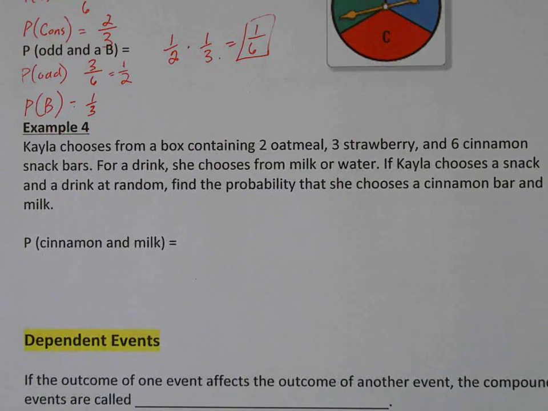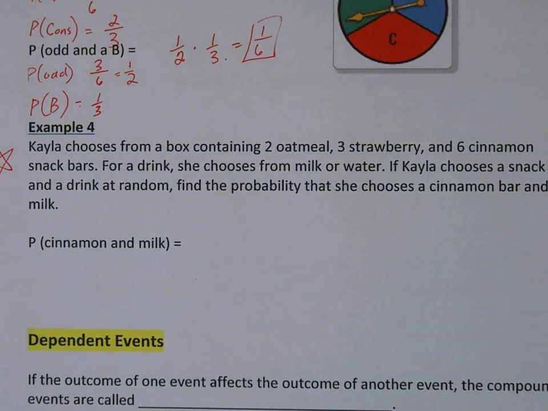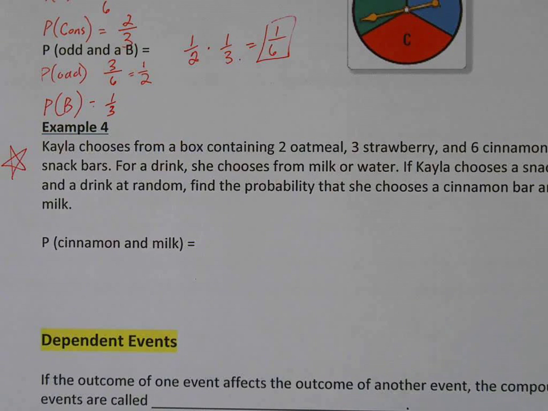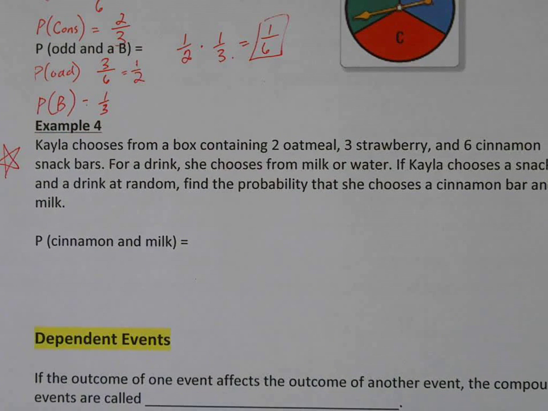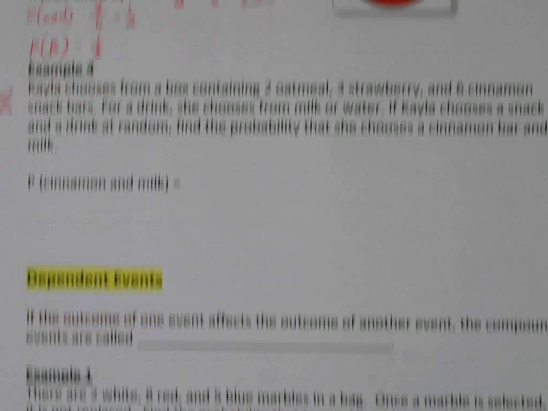Okay, I would like for you to try example 4 on your own. It's a little bit different problem. We're talking about choosing different snacks and drinks, but you're going to do the probability the same. We'll check that in class later.